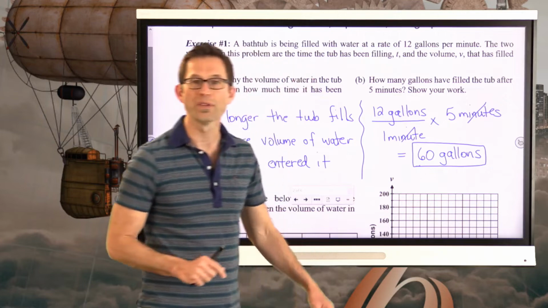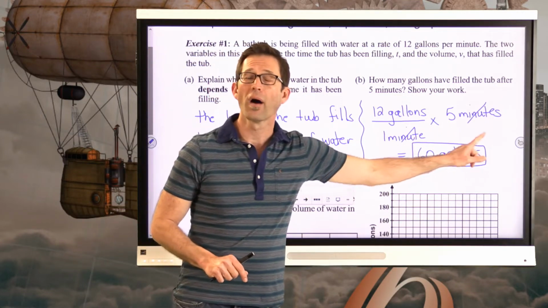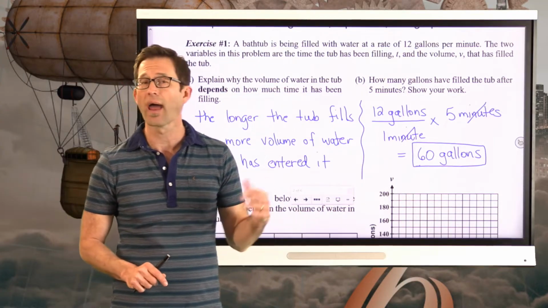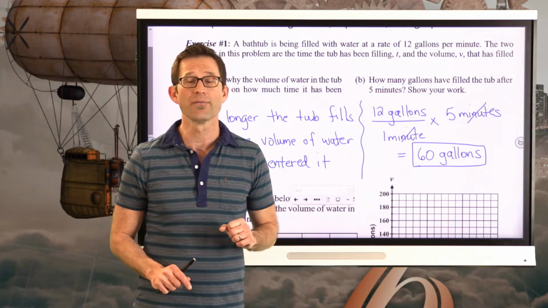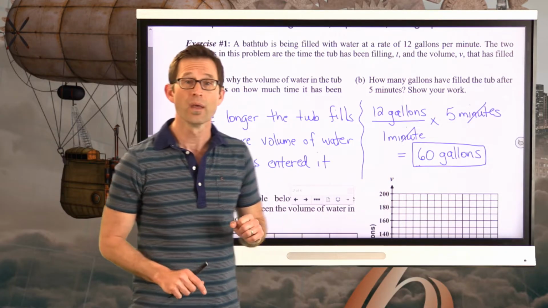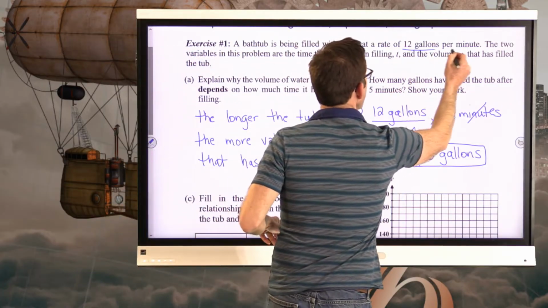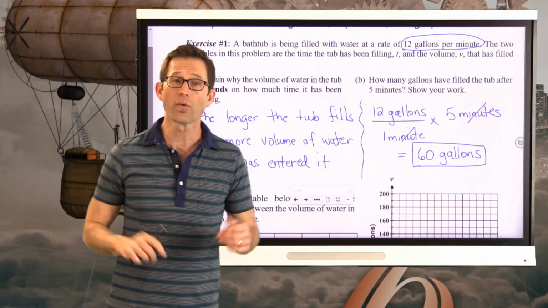So obviously, if we take that rate, 12 gallons per minute, and we multiply by how much time has elapsed in minutes, it would have to be in minutes, it couldn't be in hours or seconds or anything like that, then we'll find out how many gallons have flown into the bathtub. That's the beautiful thing about having this unit rate, right? Gallons per 1 minute. It's a unit rate.